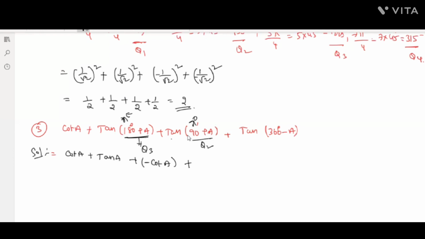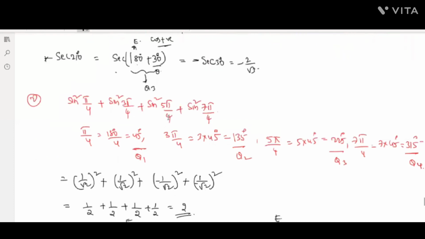Plus 360 minus A belongs to quadrant 4. This is an even angle, so there is no change in tan. In quadrant 4, tan is negative, so we'll get minus tan A. If we simplify this, cot A plus tan A minus cot A minus tan A, the cot A terms cancel and the tan A terms cancel. So the answer for this one is 0.